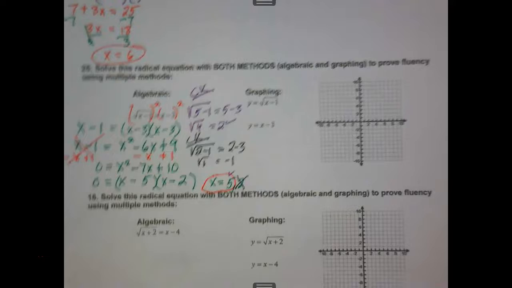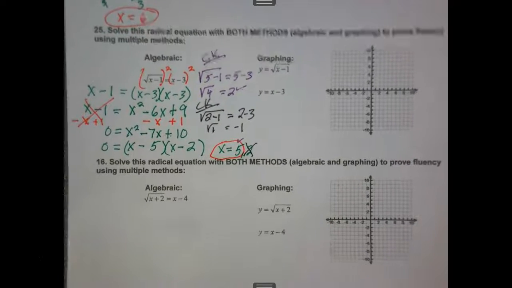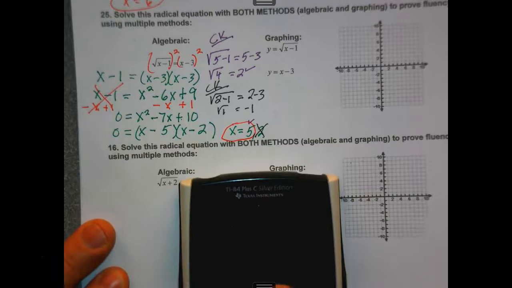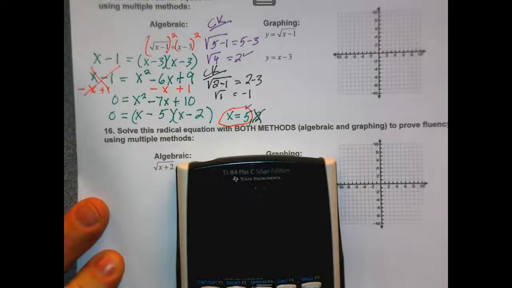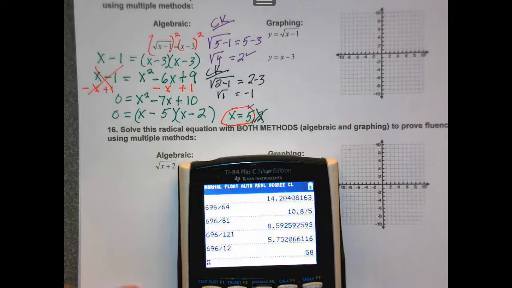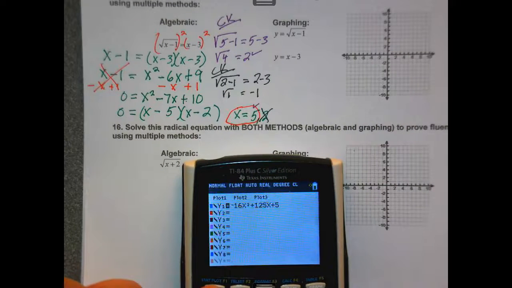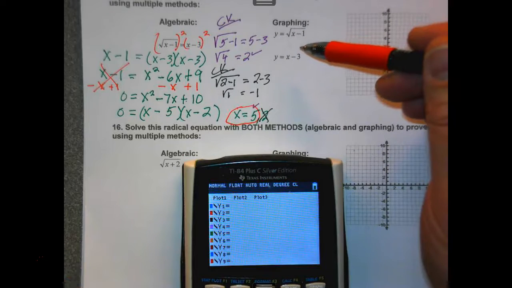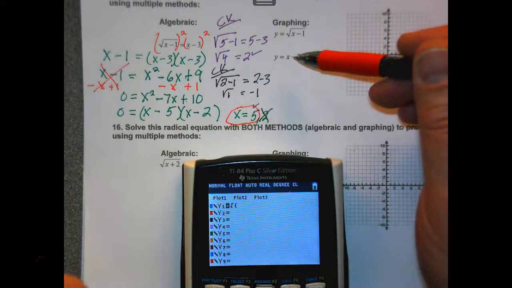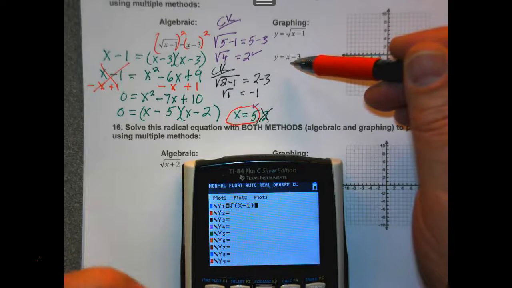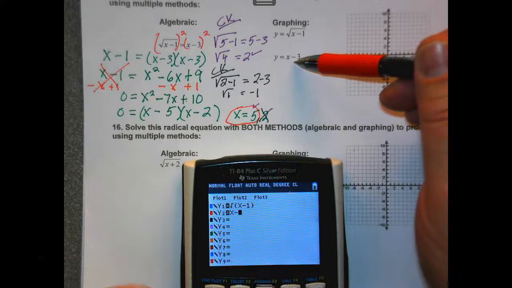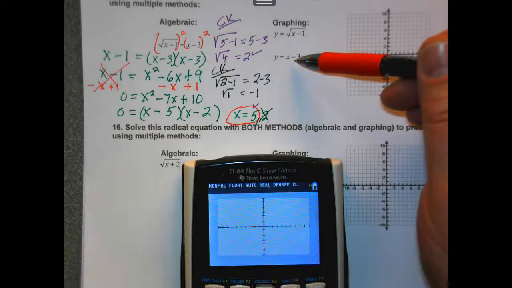Then you guys have to do it graphically. So how are you going to do it graphically? You're going to put it in your calculators, right? All right, in y1, we're going to put the square root of x minus 1. And then in y2, we're going to put x minus 3. Graph them.